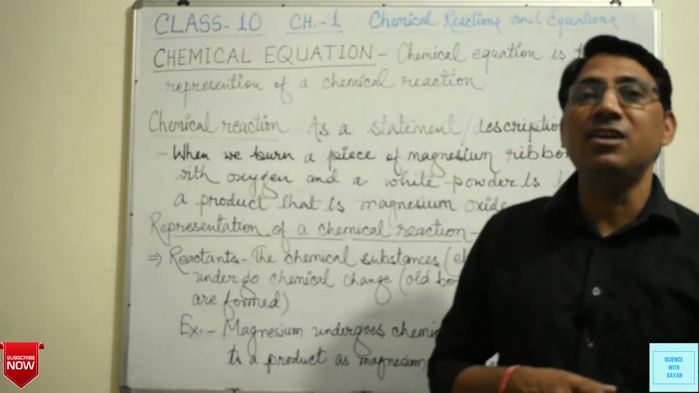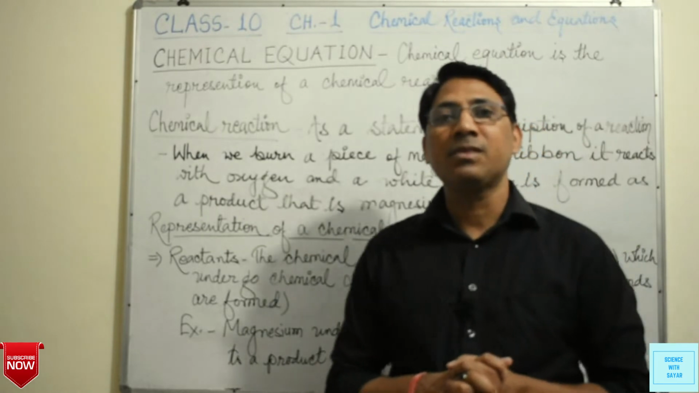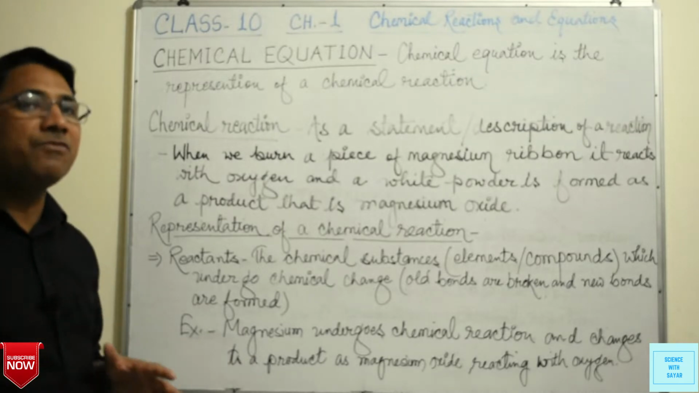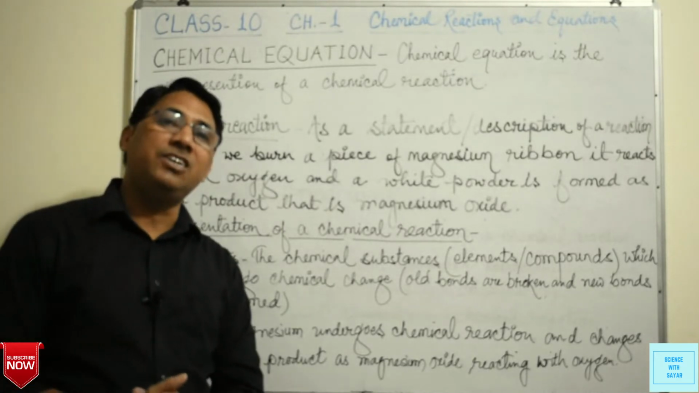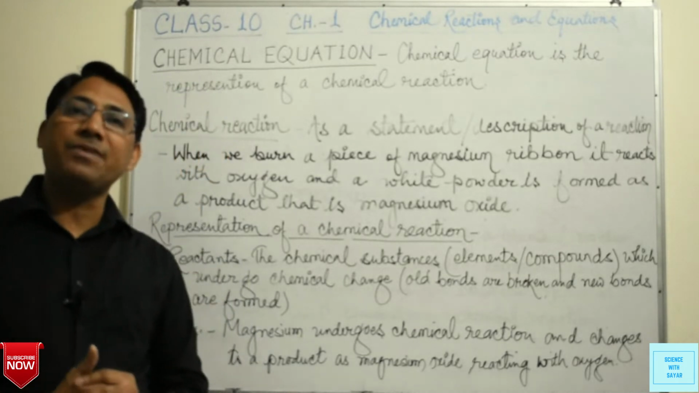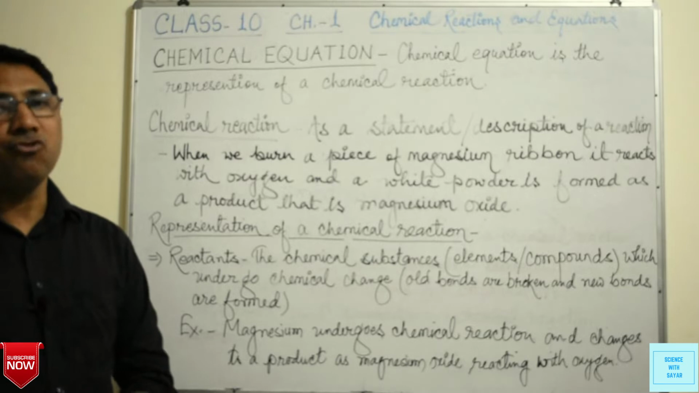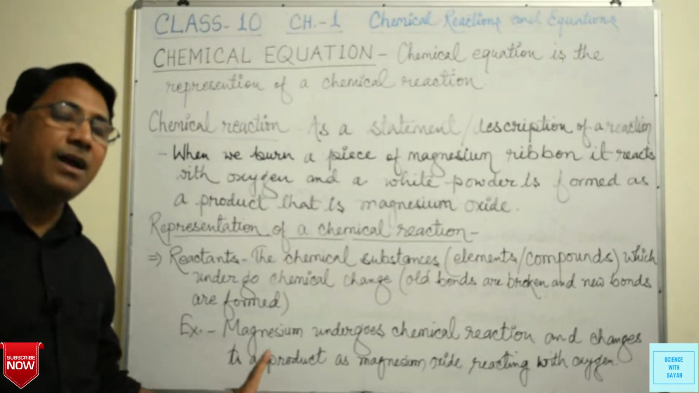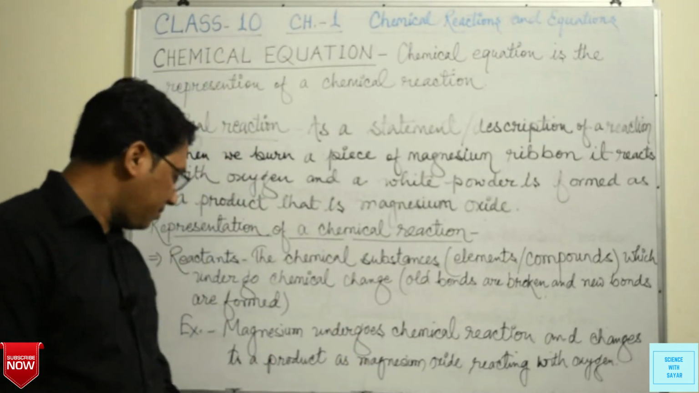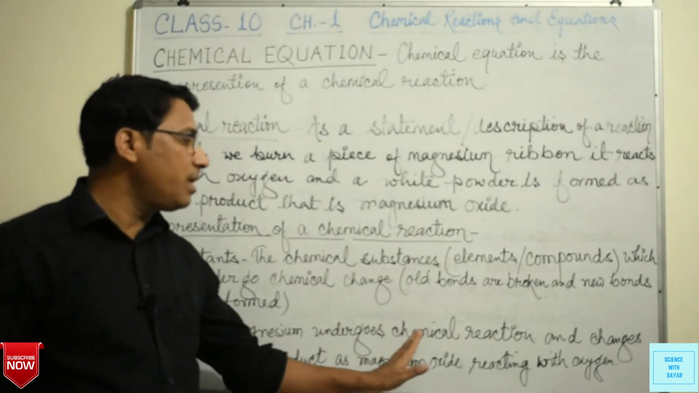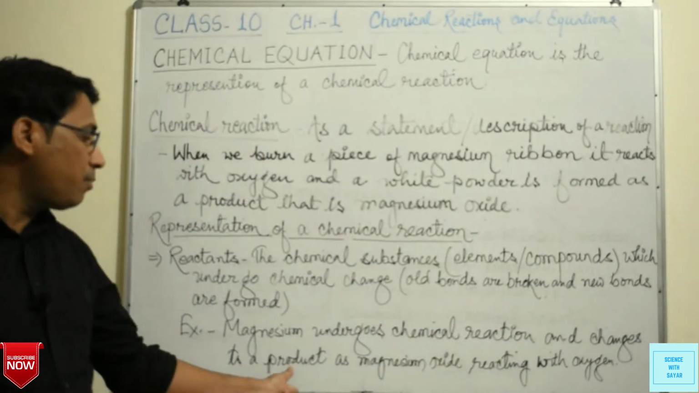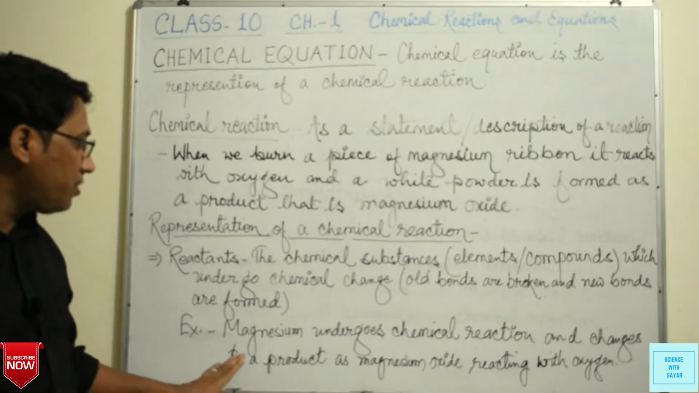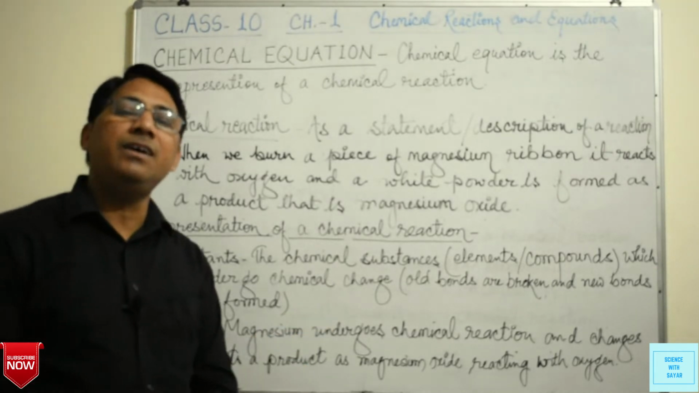That temperature we studied in previous classes as ignition temperature. At this temperature this metal burns. So at a particular temperature this metal burns. It means it reacts with oxygen and a new substance, a white powder, is formed. So the white powder, that is a chemical, that is a product, and here the magnesium metal and the oxygen are reactants. As example, magnesium undergoes chemical reaction and changes to a product as magnesium oxide, reacting with oxygen. So in this reaction, magnesium metal and oxygen are the reactants.